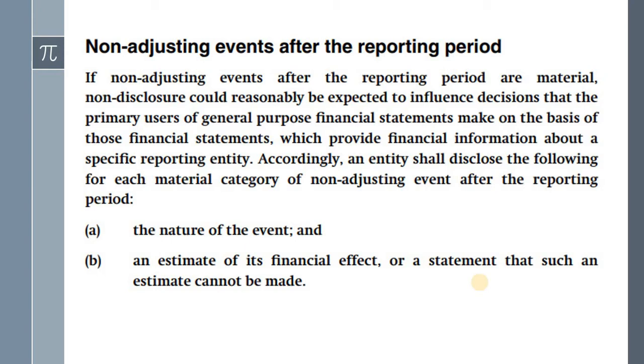However, if an information is only immaterial, the absence or the presence of such information will have no effect on decision making. So again, if the non-adjusting event after the reporting period is material, our accounting treatment is a disclosure in the notes to the financial statements. And what information needs to be disclosed in the notes? First is the nature of the event, and second is the estimate of its financial effect, or a statement that such an estimate cannot be made.